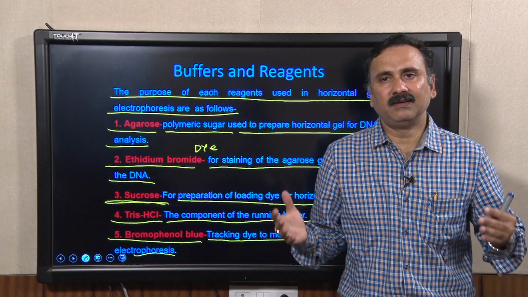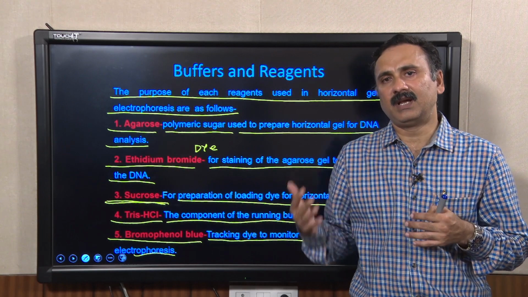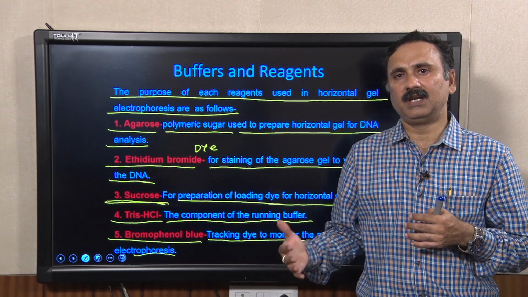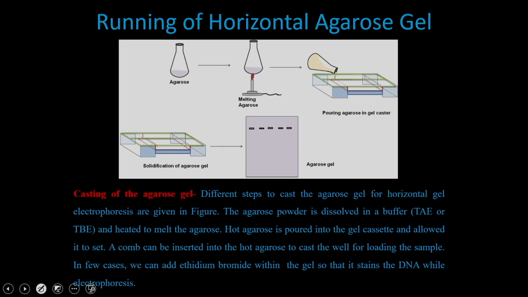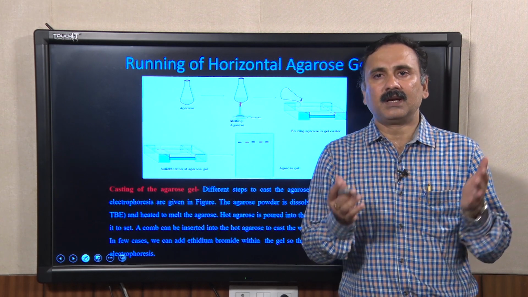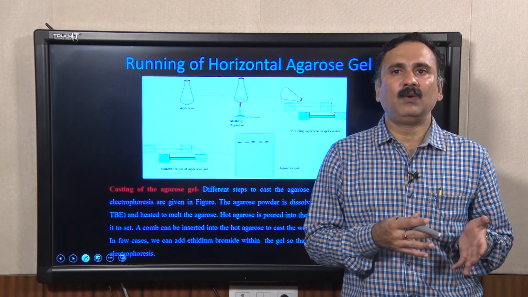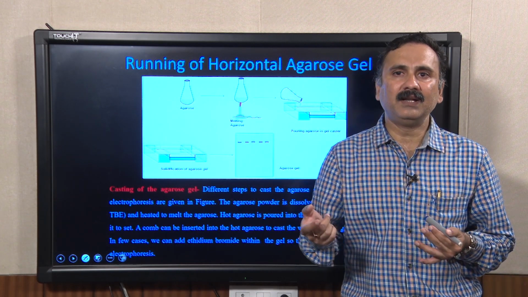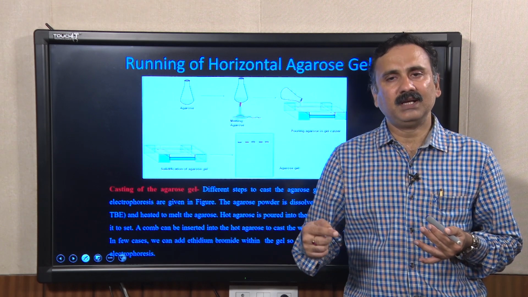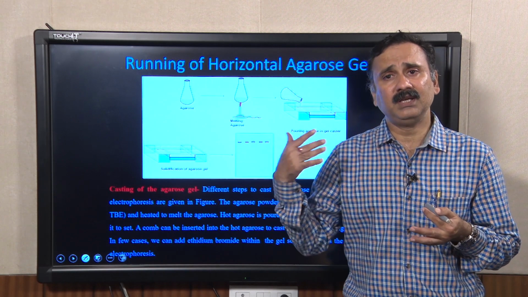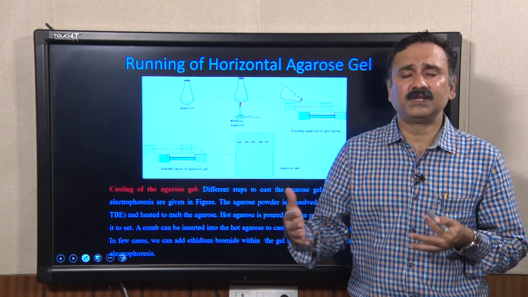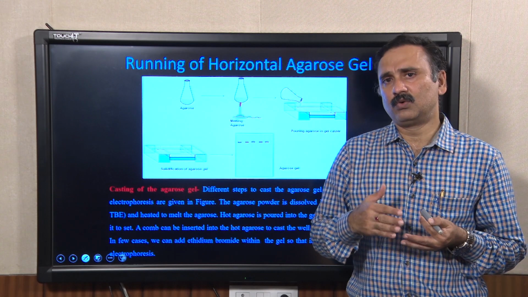Now, once you prepare the buffer and the reagents, you can perform the horizontal agarose gel electrophoresis. To perform agarose gel electrophoresis, first you have to cast the gel. Compared to the acrylamide gel, where you add cross-linkers and then add TEMED and APS to induce the polymerization reaction, here you are not going to do that.